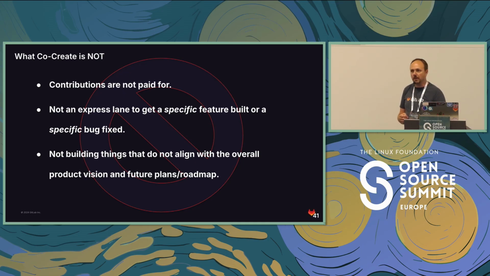And the other thing is that this isn't an opportunity for us to build something that the customer wants that doesn't actually align with our product. At the end of it, we're still building a product. We still have a product vision and a product journey, and we want to make sure that what we're building is all in alignment with that journey and that direction.